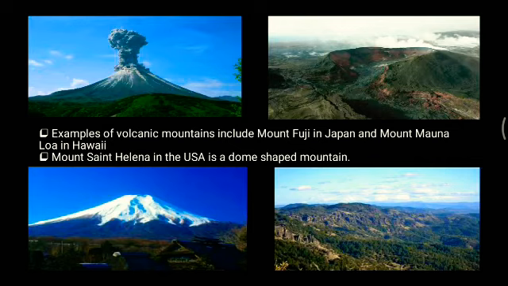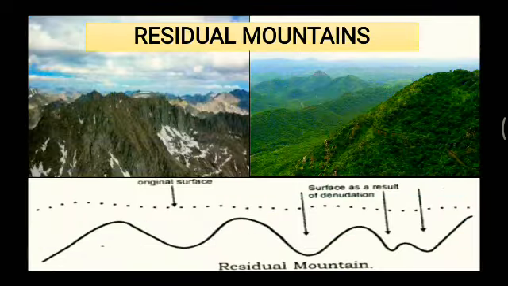Alright. Next we have residual mountains. Now these mountains are made of different types of rocks. Some of these rocks may be hard and some are soft in nature. The rate of erosion of these two types of rock varies. The erosional agents, like rivers, glaciers and wind, erode the soft rocks easily in comparison to the hard rocks.